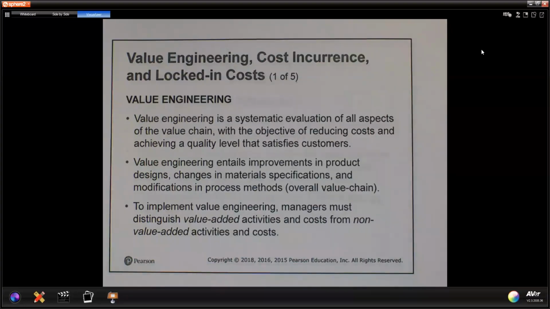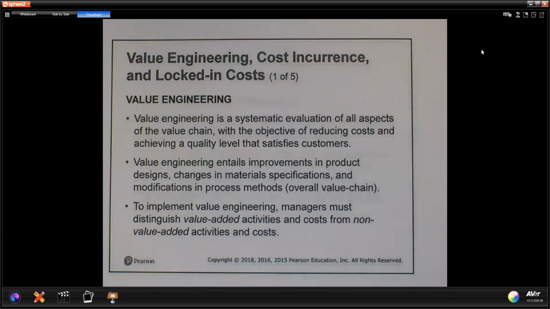Hello everyone, welcome back. Last time we talked about when you should do value engineering, yes or no. This is the second part of chapter 13 for Accounting 312. Last time we talked about pricing decisions, and we said there are two approaches, market-based and cost-based.